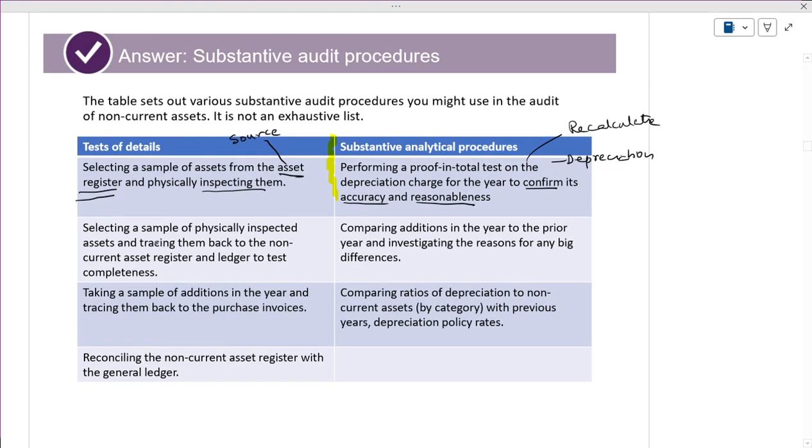Now, the second one: what is your test of details? A sample of physically inspected assets. We are not stopping with only this one. We are continuing here. Is it right? We are doing the test of details and tracing back to the non-current asset register and ledger to test completeness. See what we are doing. First we start from the register and what is physically inspected. This is the first process. In the second process, we have to go back to know the completeness.